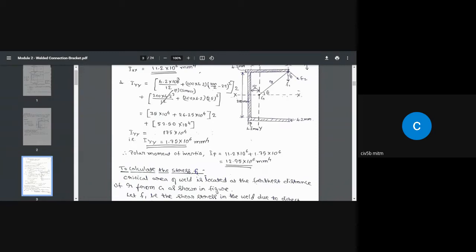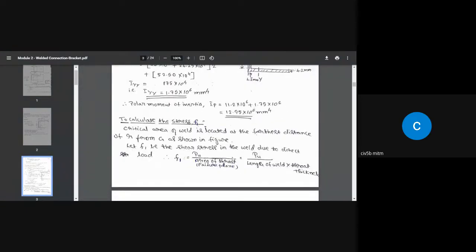This is the critical area of the weld, meaning this area of the weld is going to be subjected to maximum stress. We have to make sure that the stress developed in that area due to the external load is within limits. Once this area is safe, automatically the rest of the weld is safe. Okay, so remember this figure.